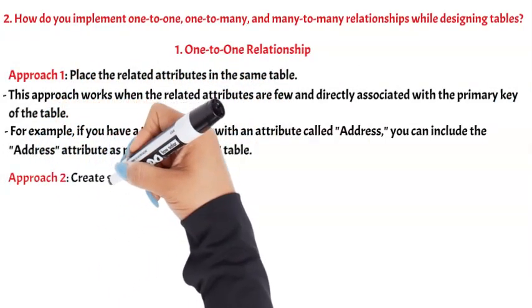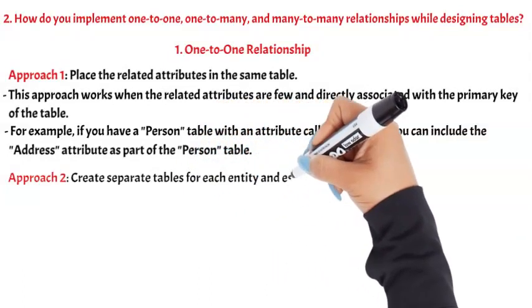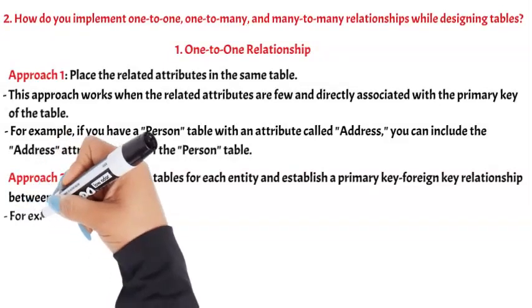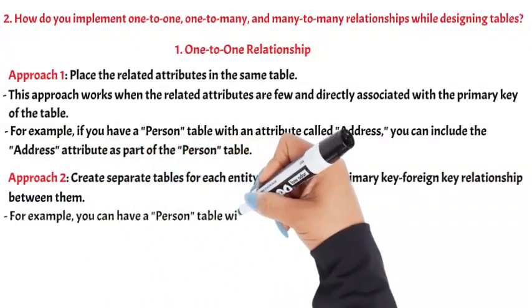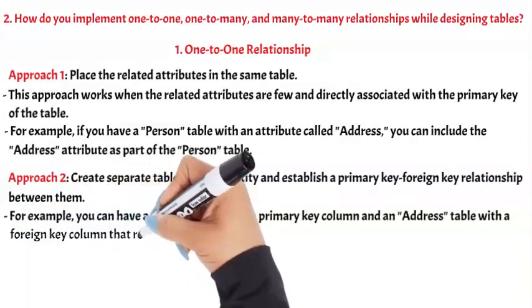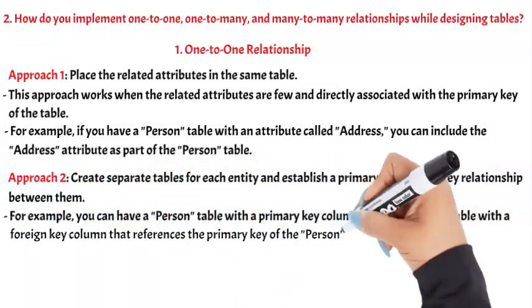Approach 2. Create separate tables for each entity and establish a primary key foreign key relationship between them. For example, you can have a person table with a primary key column and an address table with a foreign key column that references the primary key of the person table.